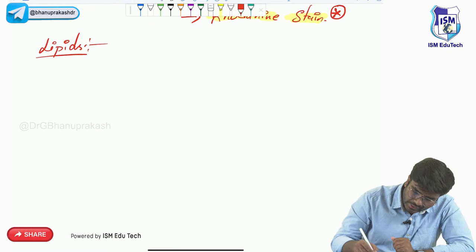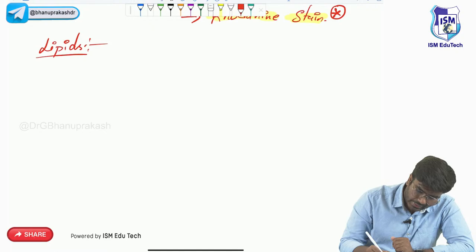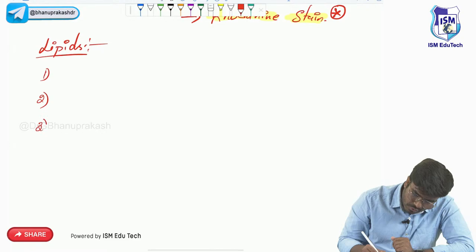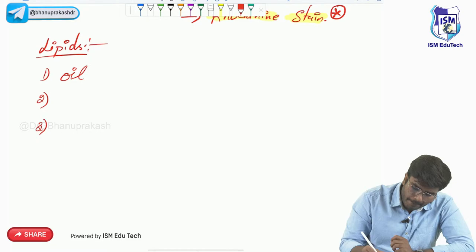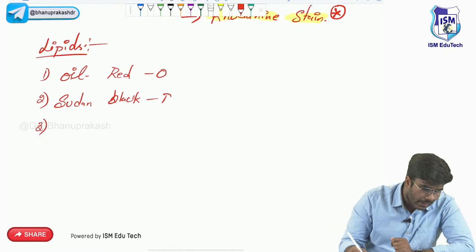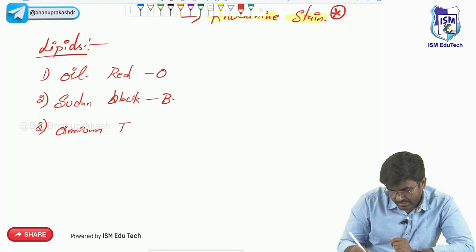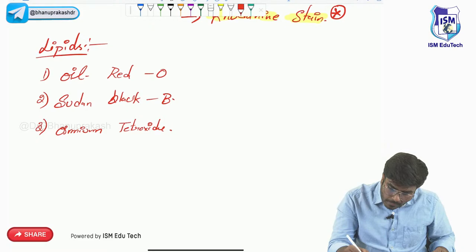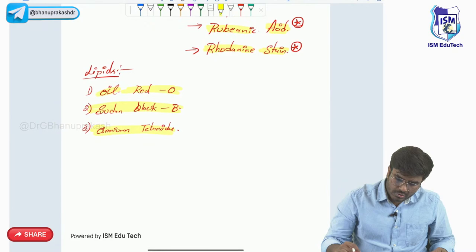Lipids inside the cell are stained with four important dyes. At least I want you to know three. What are the dyes used to stain the lipids? At least you have to tell Oil Red O. Oil Red O, Sudan Black B, and osmium tetroxide are the dyes which are used to see the lipid accumulation inside the cell.